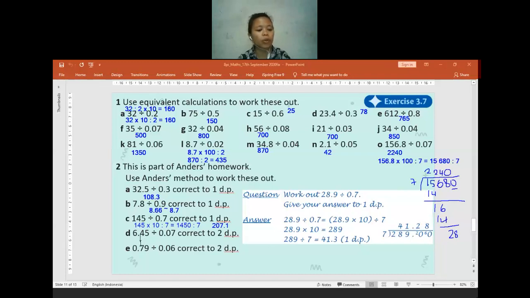For question D, what is the answer? Anyone who already found it maybe? You can tell me the answer. Yes, correct. The answer will be 92.14. Thank you to those who already told me through the chat box. If none of you have any confusion, let us move to question E.